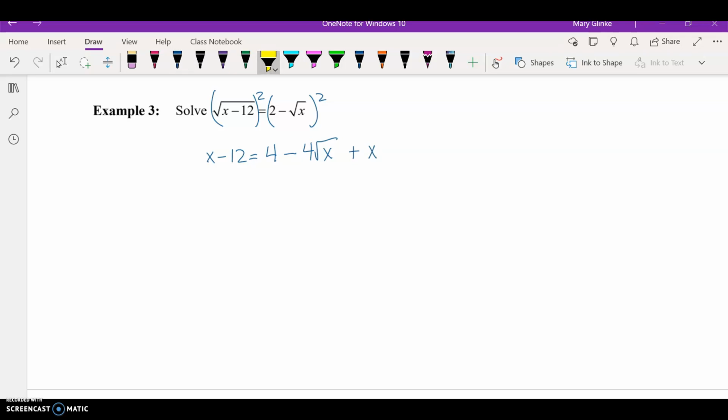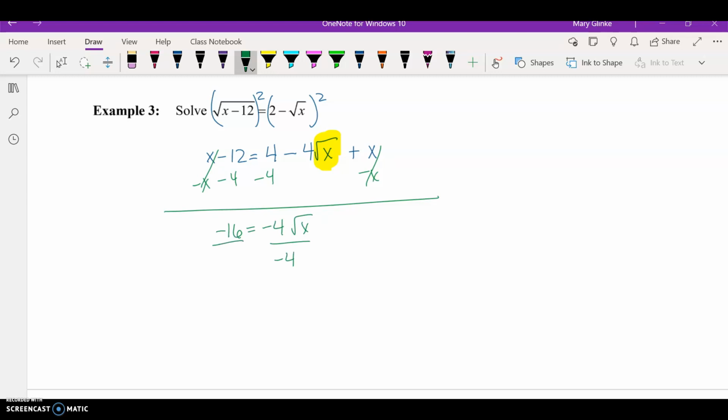But now our resulting equation, once again, has a radical in it. So we're back to step 1. We now need to get the radical alone. So we're going to move the 4 and the x to the other side. As we do so, the x's luckily cancel out. Then we're going to go ahead and divide by negative 4, and we get 4 equals the square root of x. Now when we square both sides, we'll no longer have any square roots. We get x equals 16.